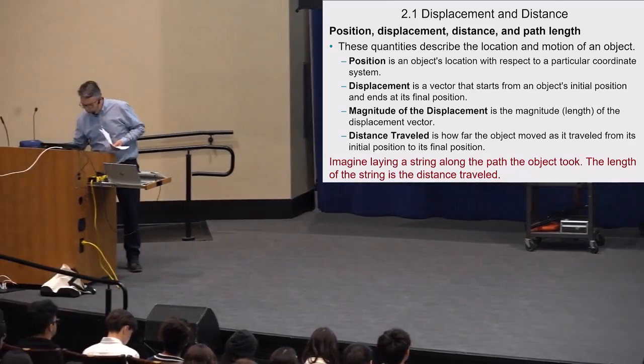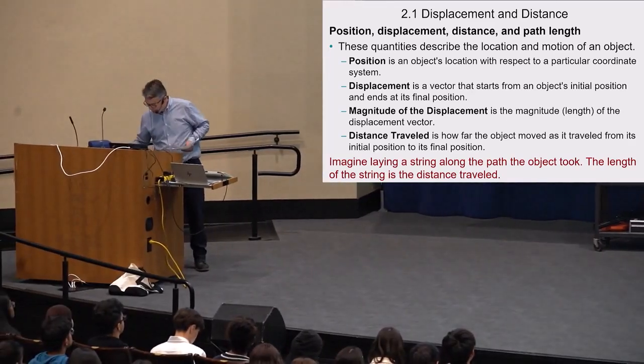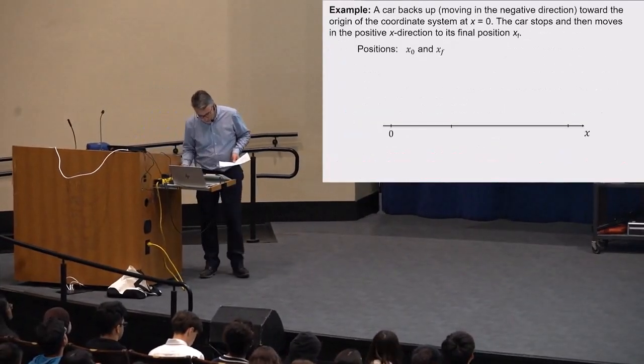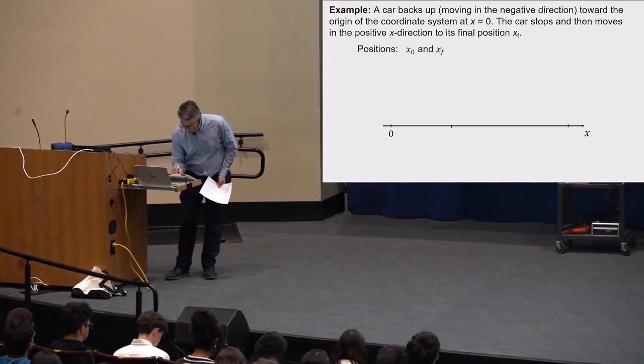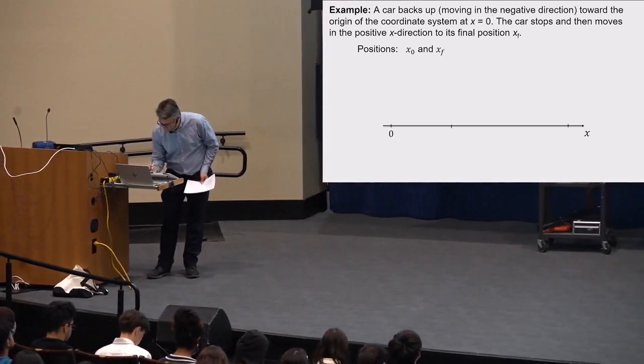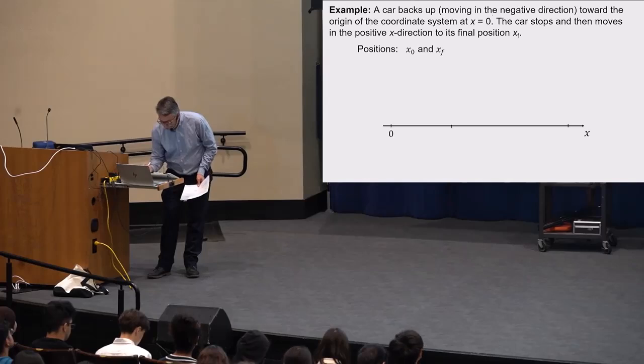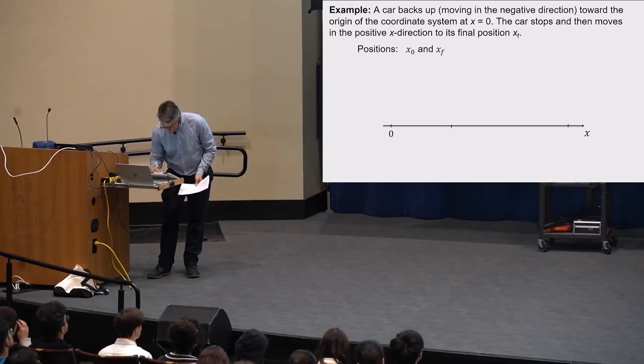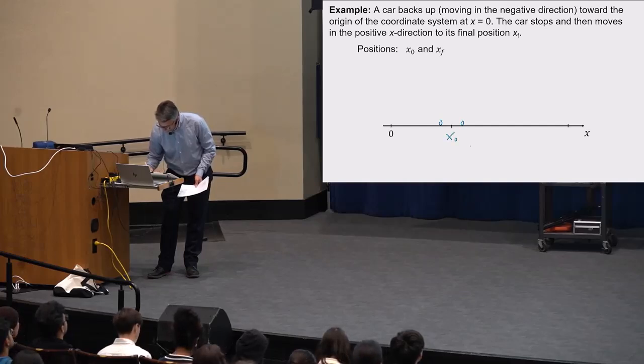Let's start with, let's actually draw something out. Let's talk about an example where a car backs up, moving in the negative direction, towards the origin of the coordinate system at x equals 0. The car stops and then moves in the positive direction to its final position. So the car actually starts here at x, 0.